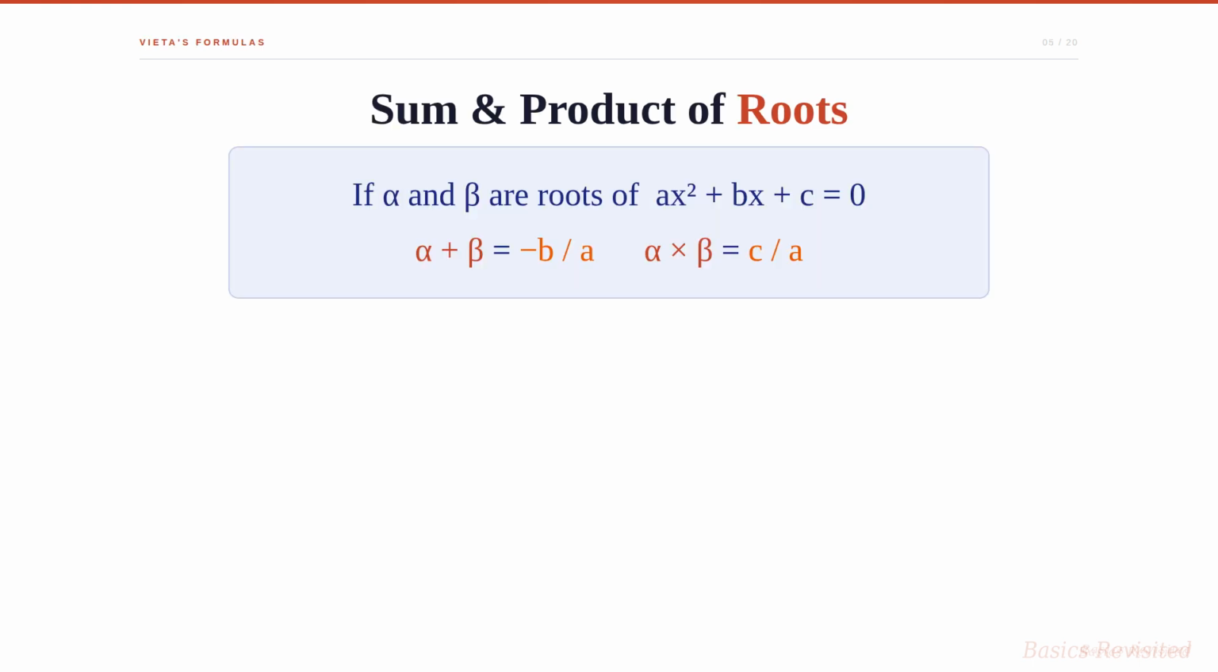Vieta's formulas give us the sum and product of roots without even solving the equation, if alpha and beta are the two roots. Sum of roots alpha plus beta equals negative b over a. Please write negative b. This negative sign is the most common mistake made by students.